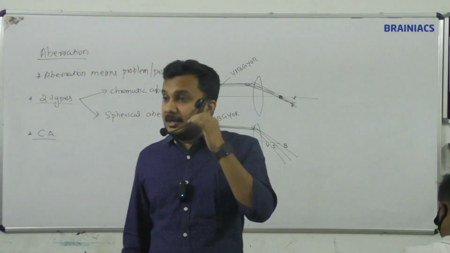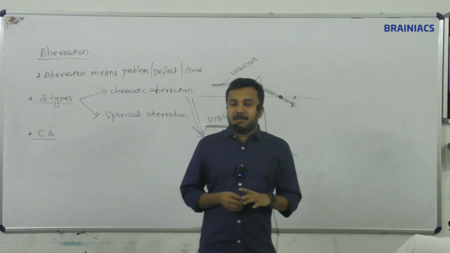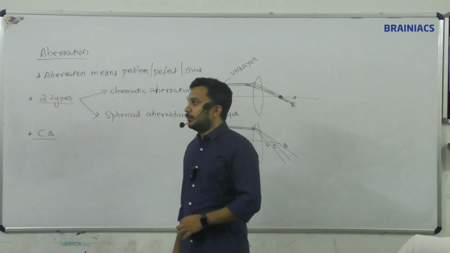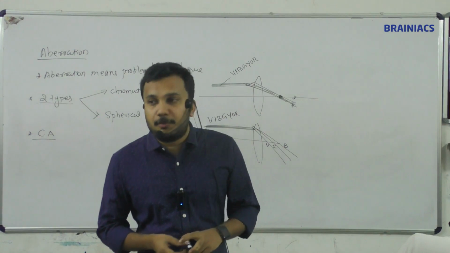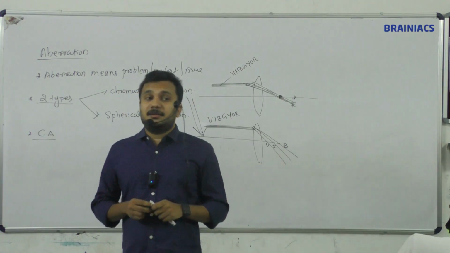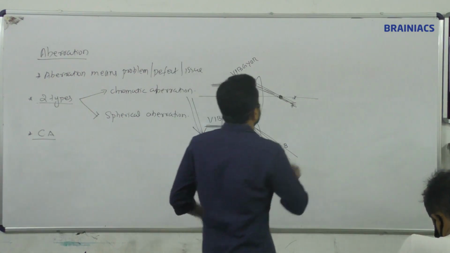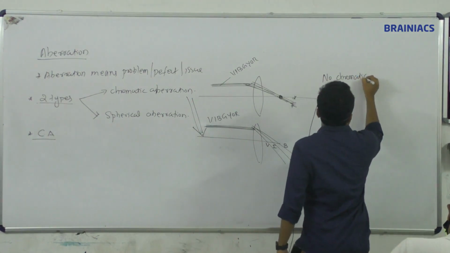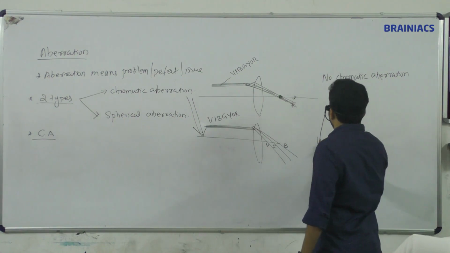The inability of the lens to focus all the colors in a common focus is called chromatic aberration. Then draw the diagram: no chromatic aberration, and have chromatic aberration.